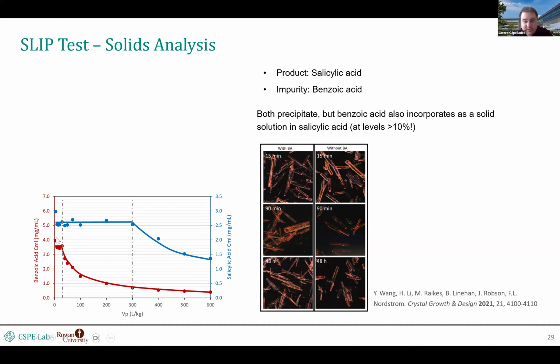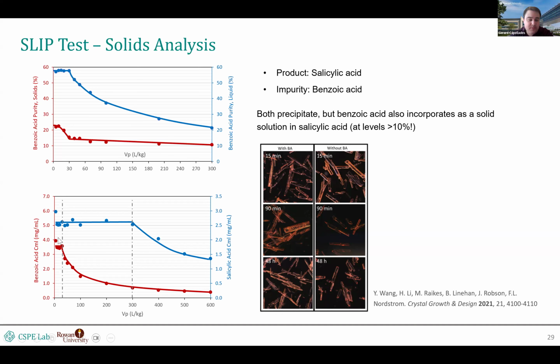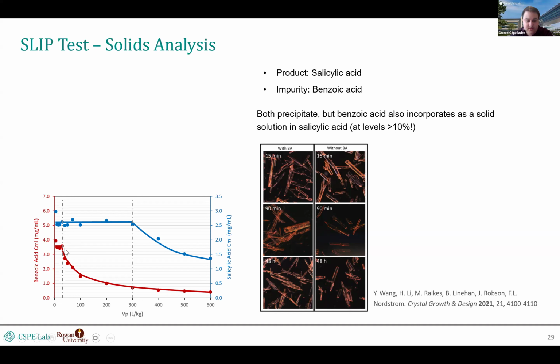We crystallized with a slight excess of the benzoic acid so it would be able to precipitate, and then we ran the slip test on that. So the one thing you can see is, of course, you still have that flat line, right? You still have that saturation point. You end up having the dissolution of benzoic acid, and then you continue having salicylic acid and it dissolves completely.